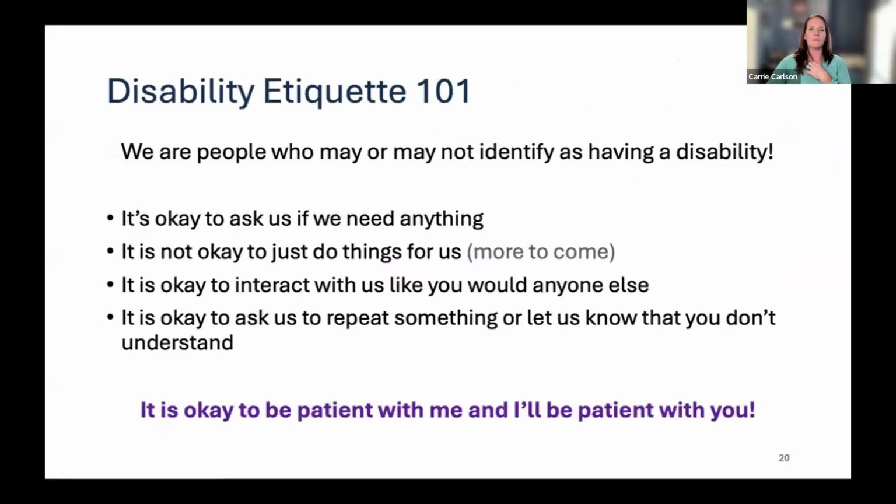But disability etiquette 101: we're people who may or may not identify as having a disability. And I think that's really important for people who are not in the disability community and space to understand, that just because you think somebody has a disability, and they might use a chair or have a cane or something, doesn't mean that they identify as having a disability. And I think that's hard for people to understand sometimes.